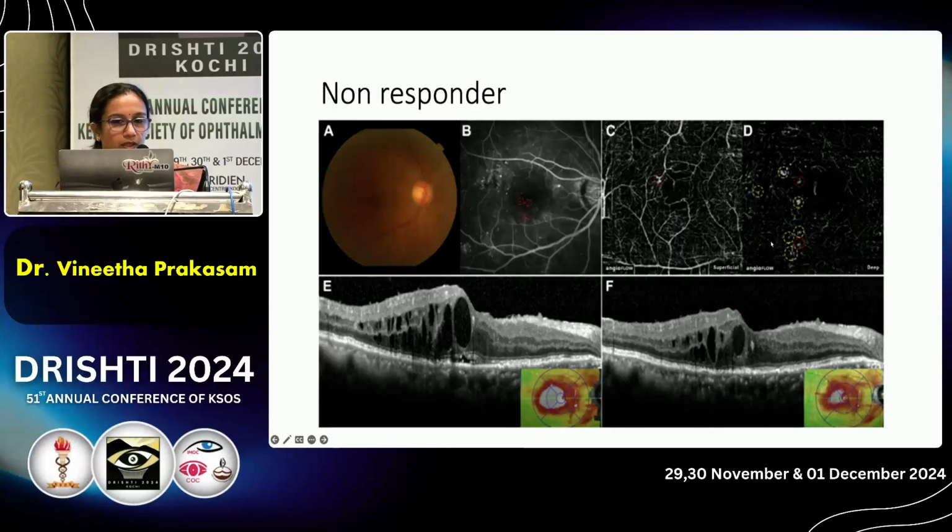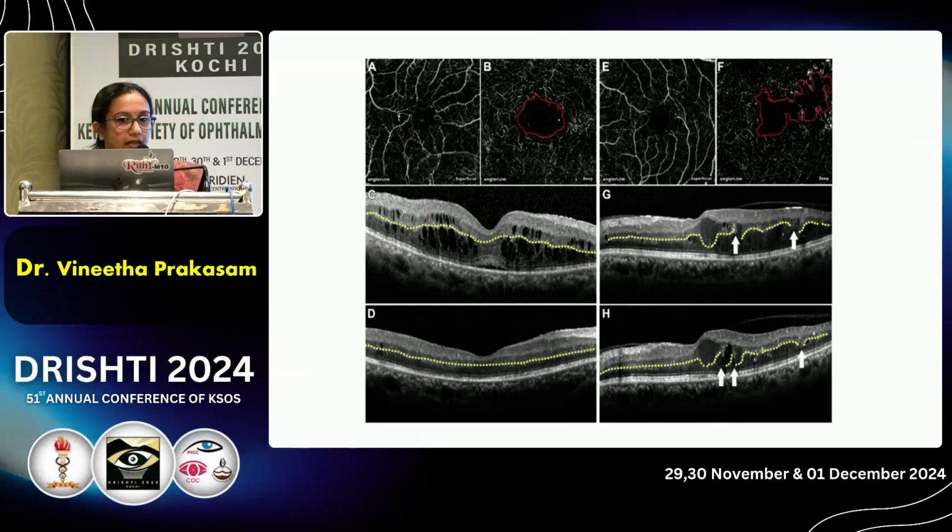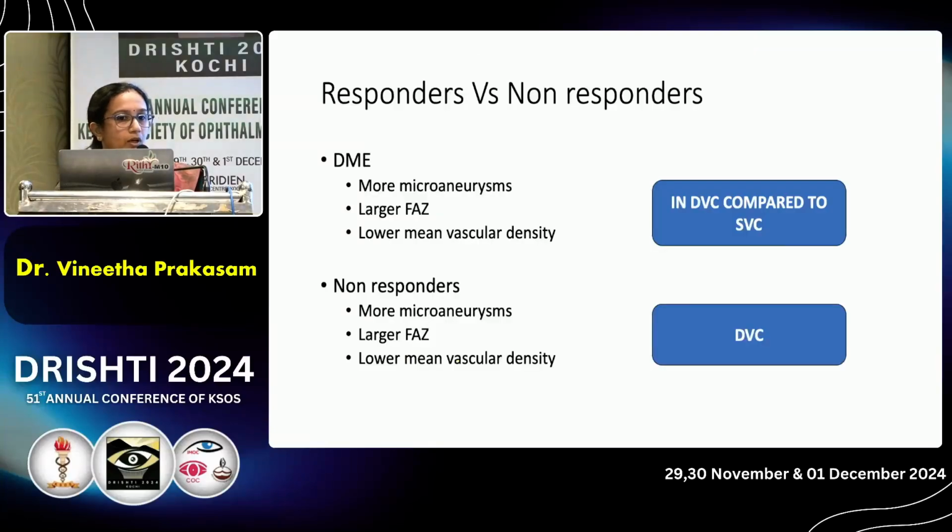This is a microaneurysm. Non-responder group, again they've studied the superficial and the deep plexus. What they have observed is that this is again the foveal avascular zone. The left side image is the responder group, the foveal avascular zone, and the non-responder group, the irregular foveal avascular zone.